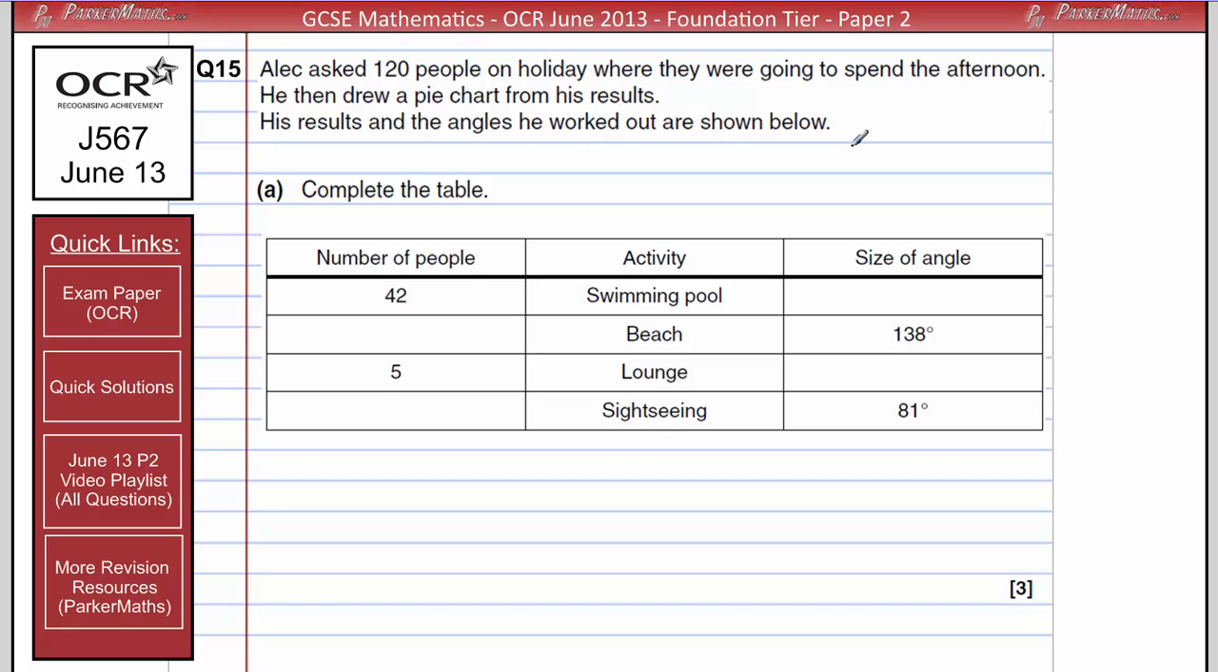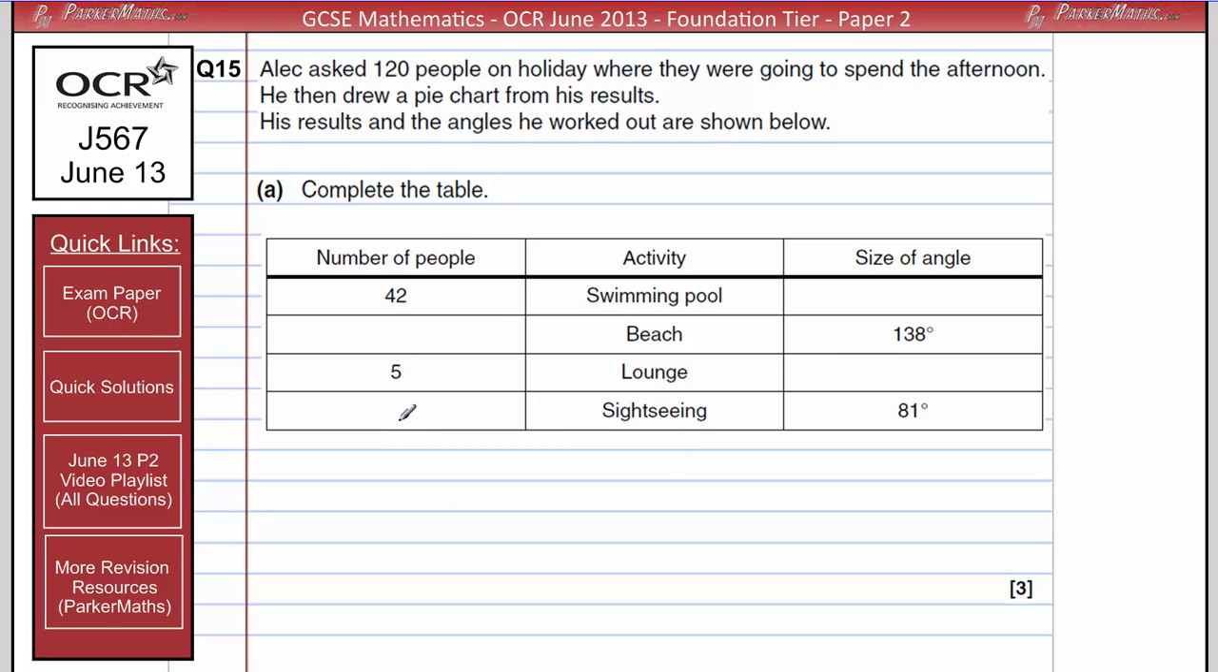Question 15. Alec asked 120 people on holiday where they were going to spend the afternoon. He then drew a pie chart from his results. His results and the angles he worked out are shown below. In part A, we need to complete the table. So we've got 4 gaps to fill in here.